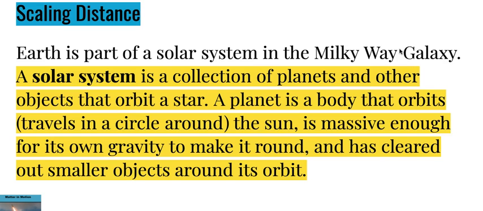Scaling distance. Earth is part of a solar system in the Milky Way galaxy. A solar system is a collection of planets and other objects that orbit a star. A planet is a body that orbits or travels in a circle around the sun, is massive enough for its own gravity to make it round, and has cleared out smaller objects around its orbit.